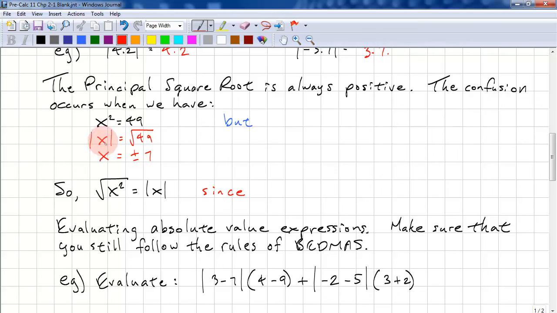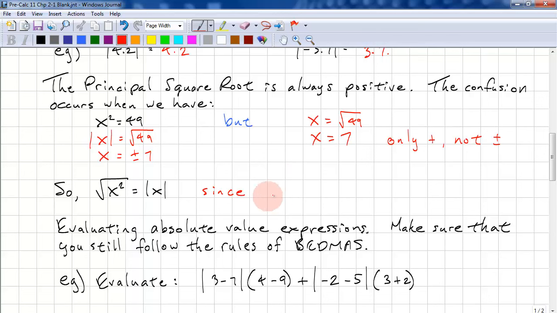Because the absolute value of -7 is 7, and the absolute value of 7 is 7, which equals the square root of 49. But if we just have x equals the square root of 49, this is just x equals 7. Okay, so this is only positive. This is the principal square root, and it's not plus or minus. When we take the square root of a variable squared, that's when we have plus or minus. So make sure you're clear on that.